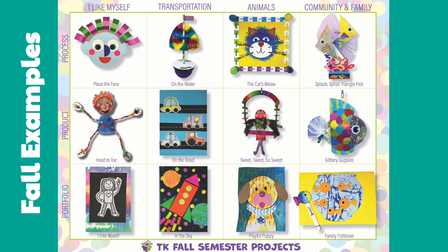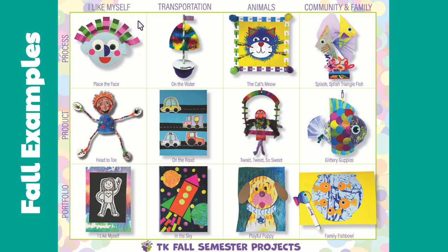All right, this is going to give us a little bit better idea of what we mean by process, product, and portfolio. If you look across the top, we have the themes for the fall semester. So I like myself, transportation, animals, and community and family. Along the side, we have process, product, and portfolio. So every theme is going to have one lesson that's a process lesson, one lesson that is a product, and one lesson that will fit into that portfolio.